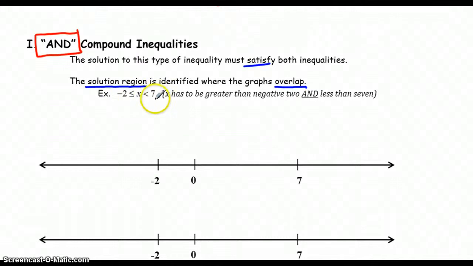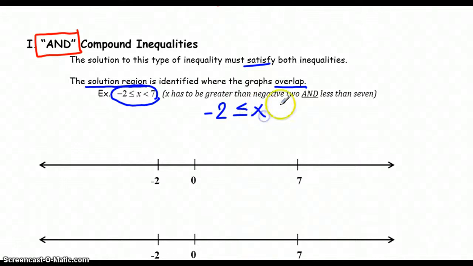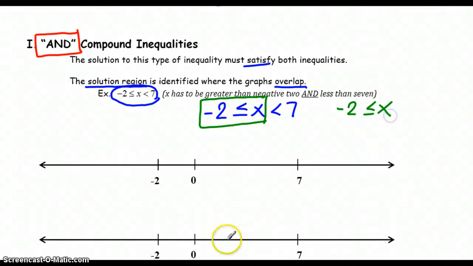Here we have a compound inequality. There are actually two inequalities here written as one. Let's write this inequality a little bit larger so we can break it up and identify the two inequalities. The first one is -2 is less than or equal to x. I'm going to go ahead and write that over here. The second inequality is that x is less than 7. And again, I'm just going to write that on the side.